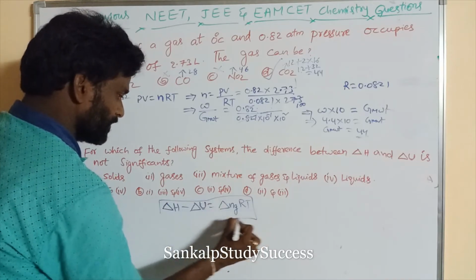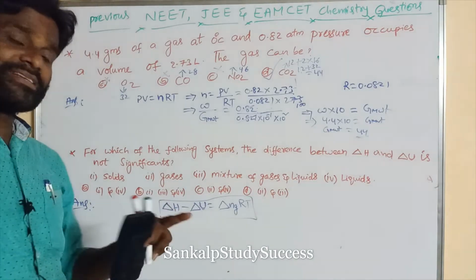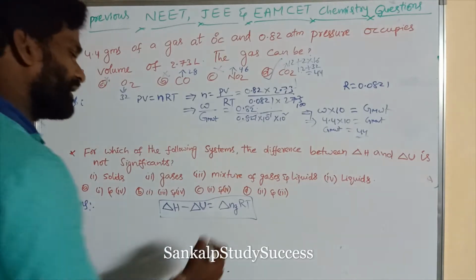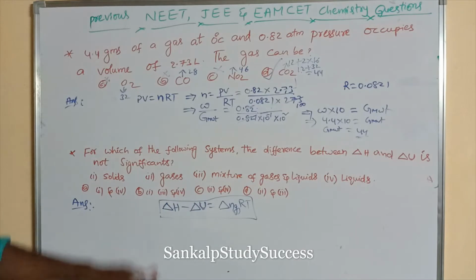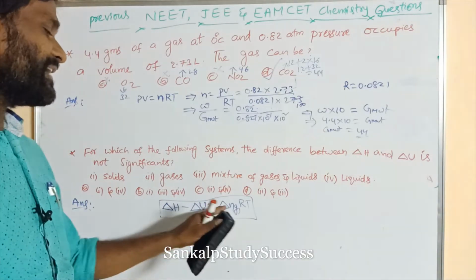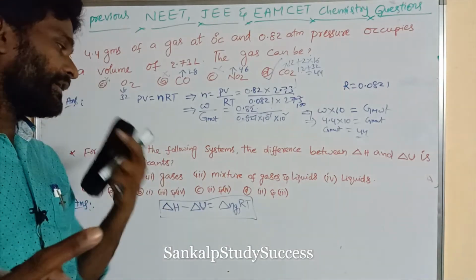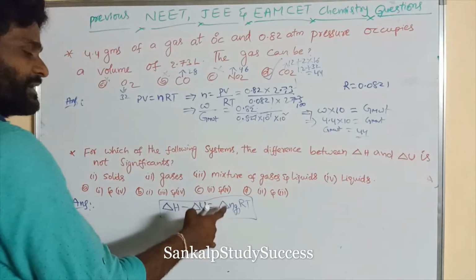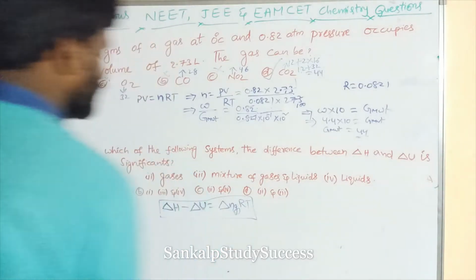So we know that delta H minus delta U is equal to delta Ng into RT. Here G is the gas. Delta H is the change in enthalpy, delta U is the change in internal energy, delta Ng is the difference between the number of gaseous molecules, R is the universal gas constant, T is the absolute temperature, right?